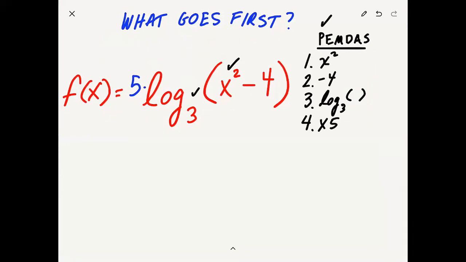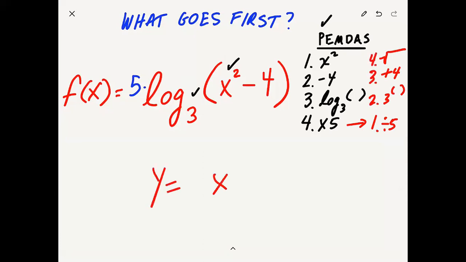And if we wanted to do the inverses, it would be divide by 5. We're going to take 3 to the power of whatever that stuff is. We're going to have a base of 3. Then we're going to add 4. And then we're going to take the square root. So we're going to do this first, second, third, fourth.